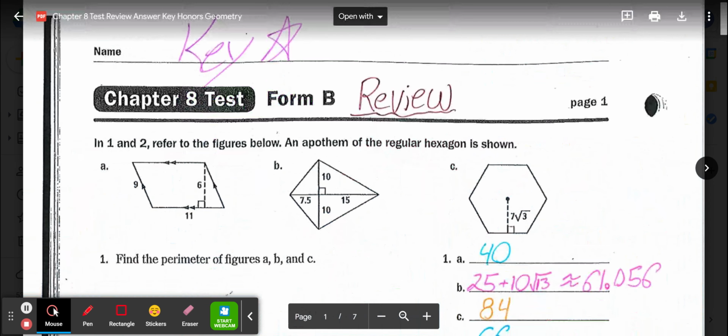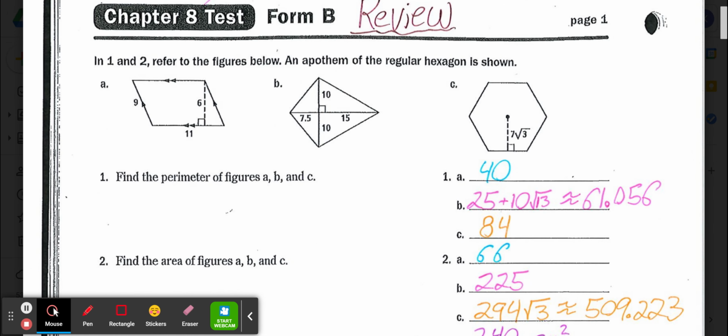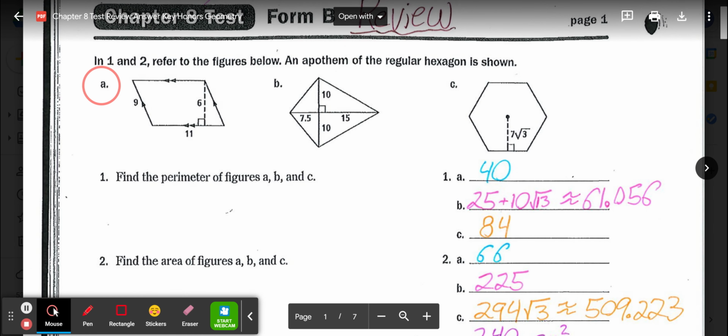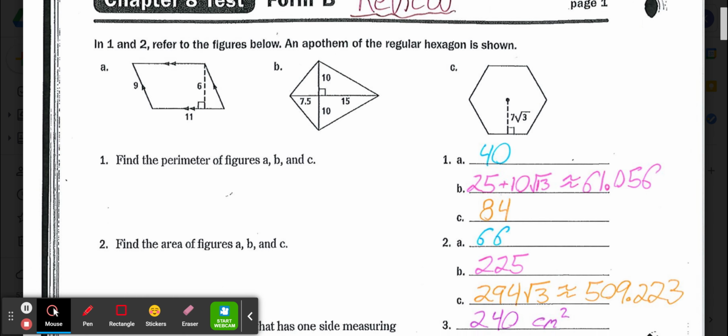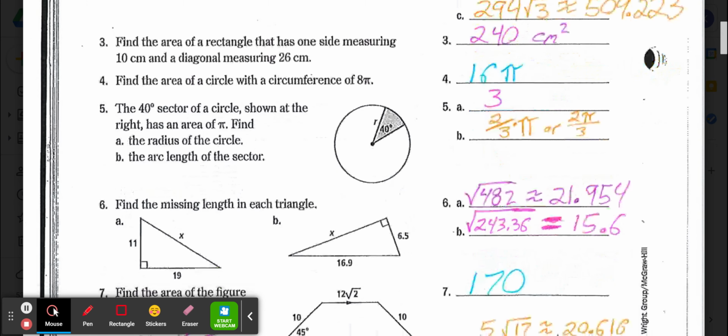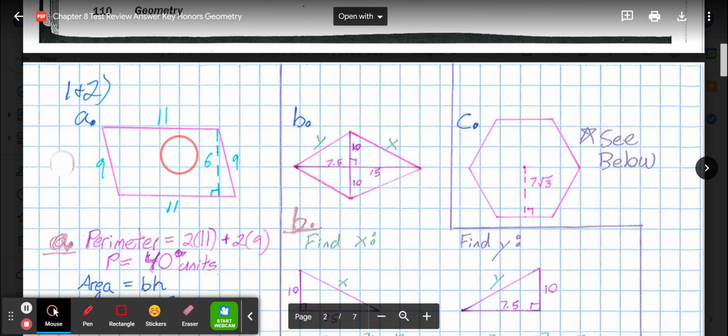To begin with, going back to the top of the page, number 1 and number 2 are fully based on these three images, A, B, and C. For number 1, they want us to find the perimeters. Number 2, they want us to find the areas. So I'm going to scroll down and just work through 1 and 2, A, B, and C. Obviously I just redrew my diagrams A, B, C here.